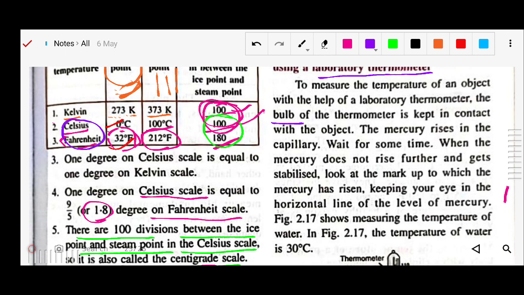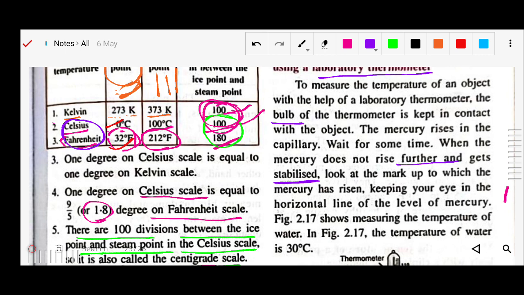First of all, you have to place the bulb inside that. Then you have to wait for some time, because when the temperature rises, the mercury will rise accordingly in the capillary tube. You have to wait, and you will see that the mercury is not rising further, so it is stabilized.